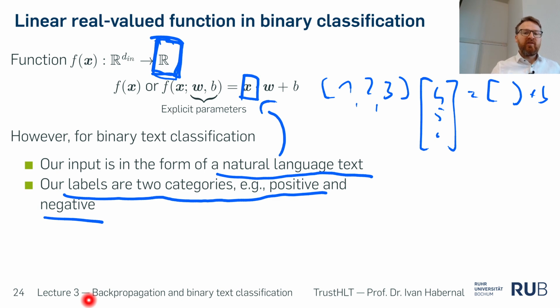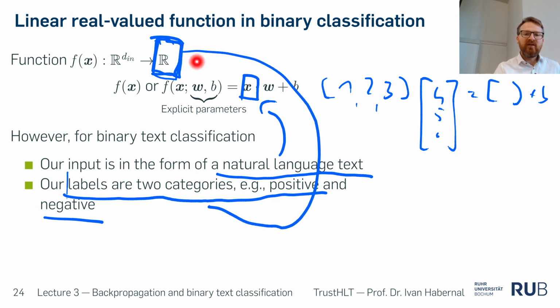Two things we need to solve first, but then the function kind of is okay. Maybe it's good enough expressiveness to solve this problem if we learn good parameters. So let's start with the simple one. How do we turn our labels into real numbers?